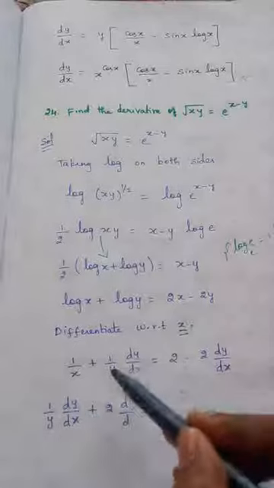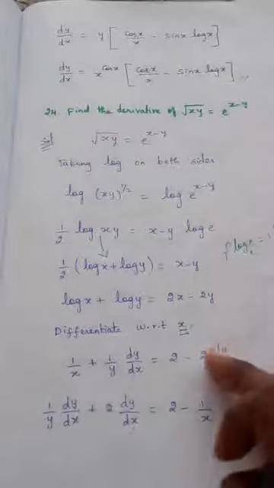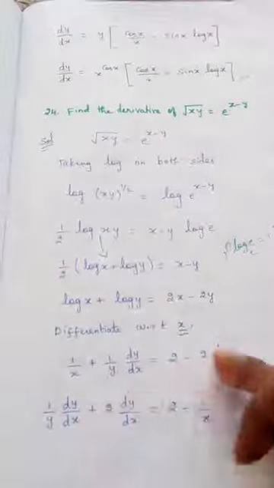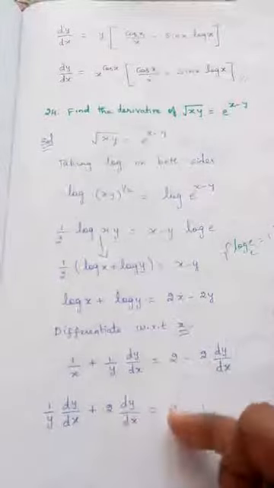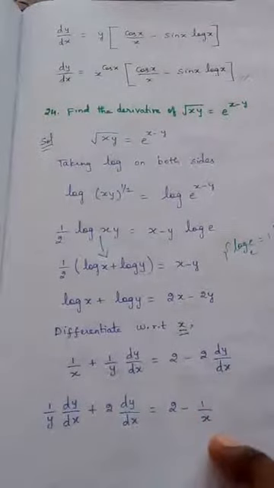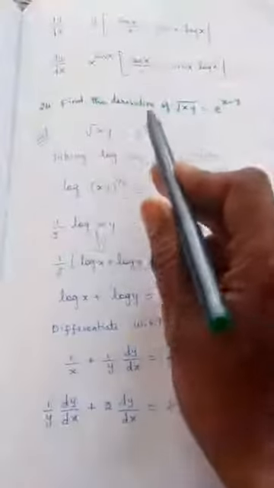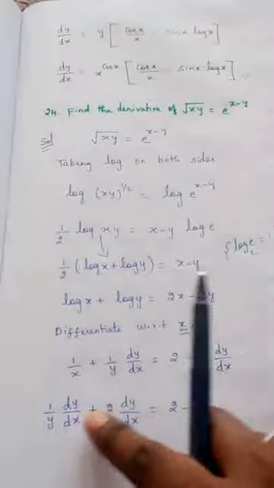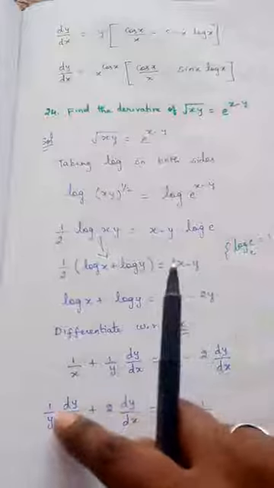So writing this first, 1 by y dy by dx, and bringing this to the other side. The minus term comes to the other side, plus 2 into dy by dx equal to 2. 1 by x comes to the other side, minus 1 by x. What we actually want is to find the derivative. So we want dy by dx. It is present in both the terms. So what we have to do? Take common.